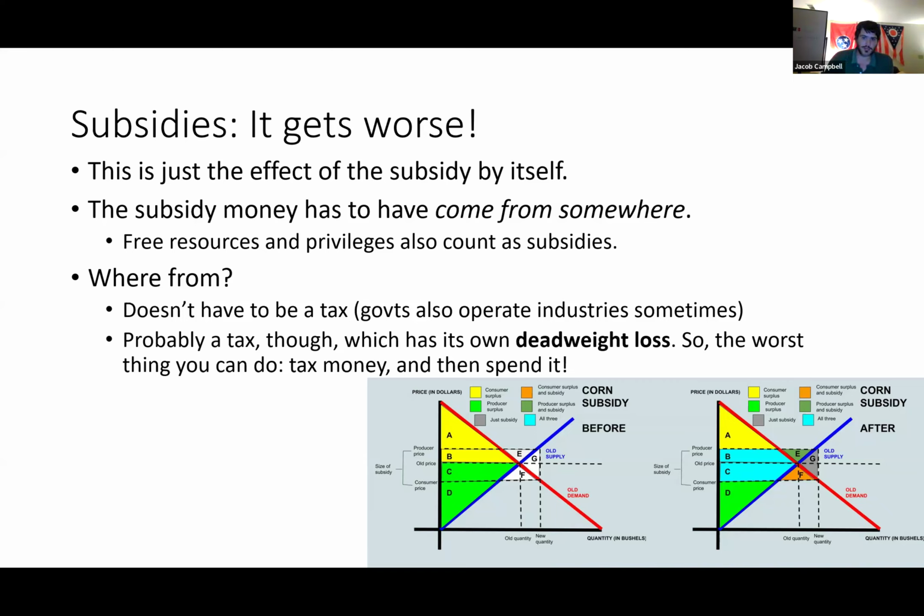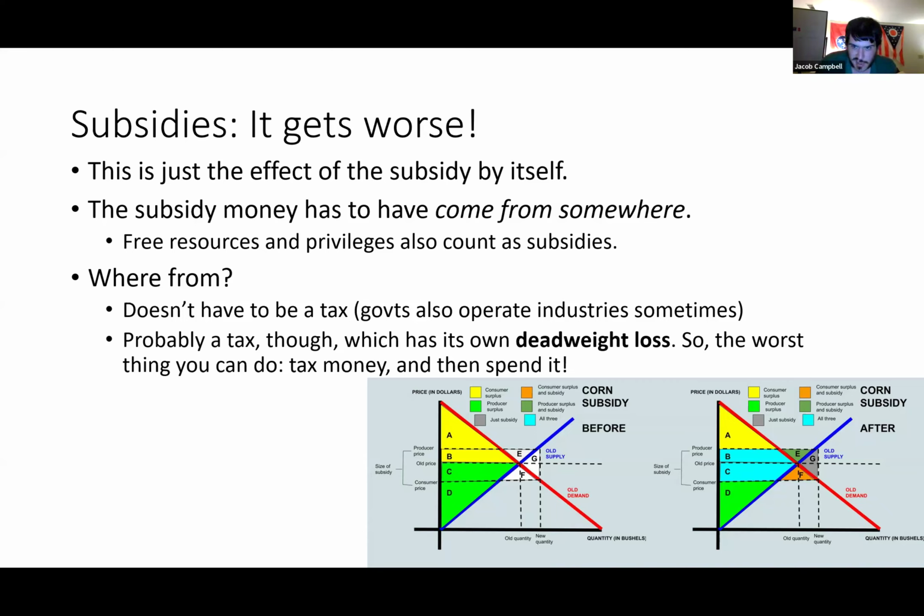But there's another problem too, because the subsidy money had to come from somewhere. And where does it come from? Well, it doesn't have to be a tax. A lot of governments do operate their own industries. You'll have a government that plays producer. They'll have businesses that they run for a profit, but it's probably a tax.